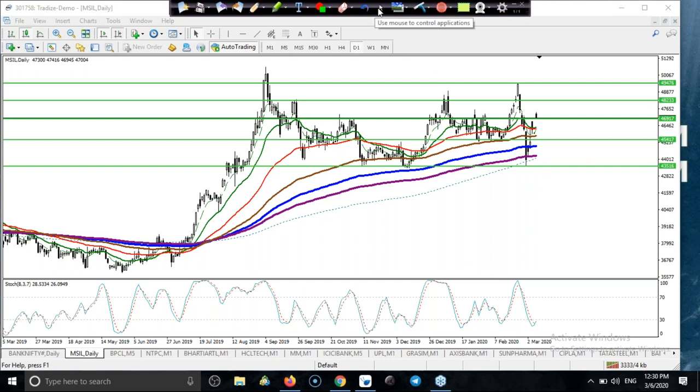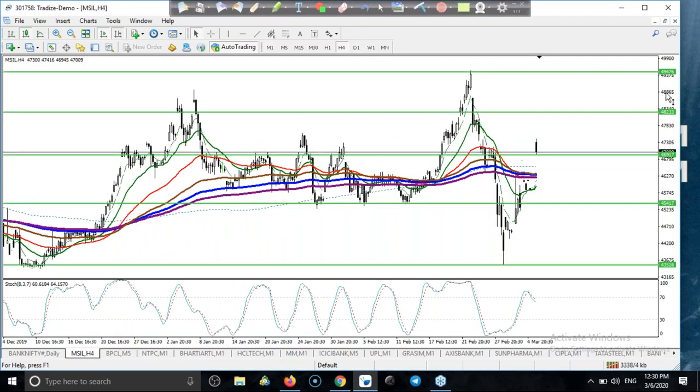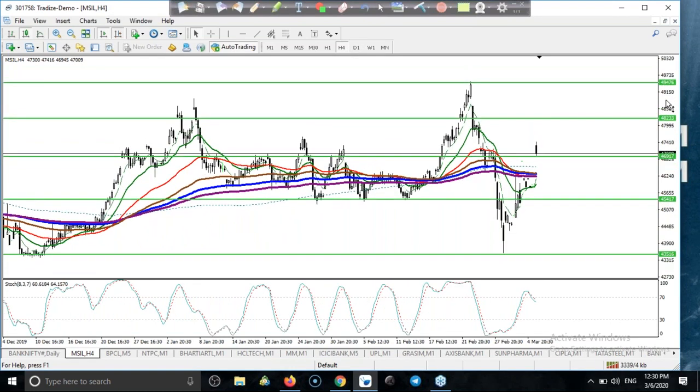So we have seen some support and resistance in a large time frame. We have seen they are running in an uptrend. Now in the H4 chart, we have seen price running sideways. Why sideways? Because the price is running in this range and the price is running in between these moving averages. When they are running like that, it means the market is sideways. Remember. Now let's jump to the H1 chart.